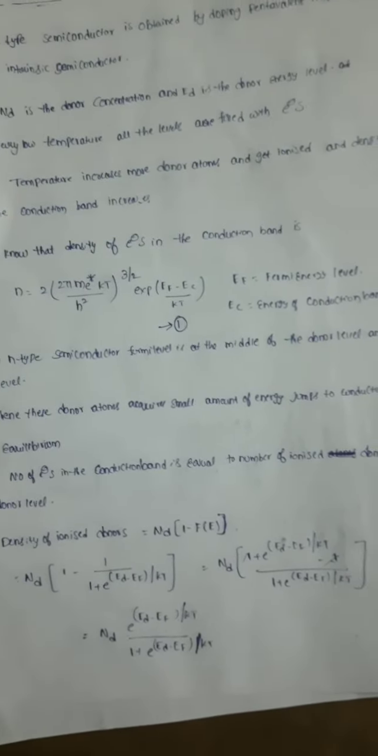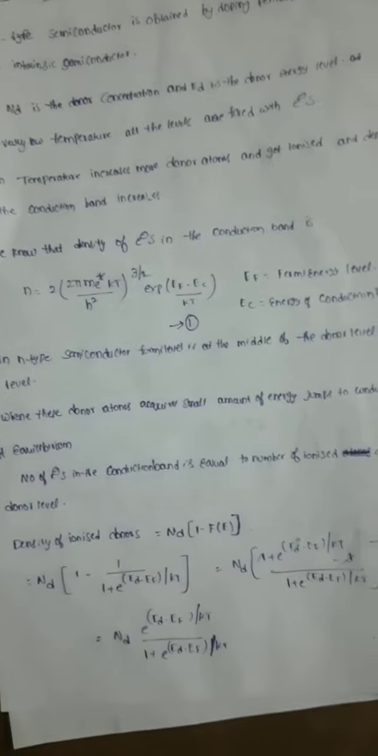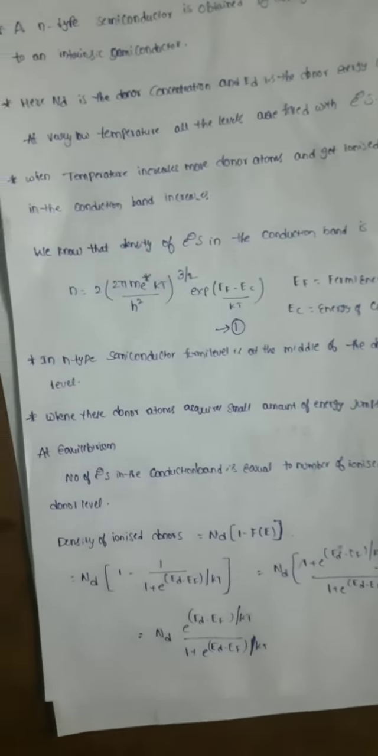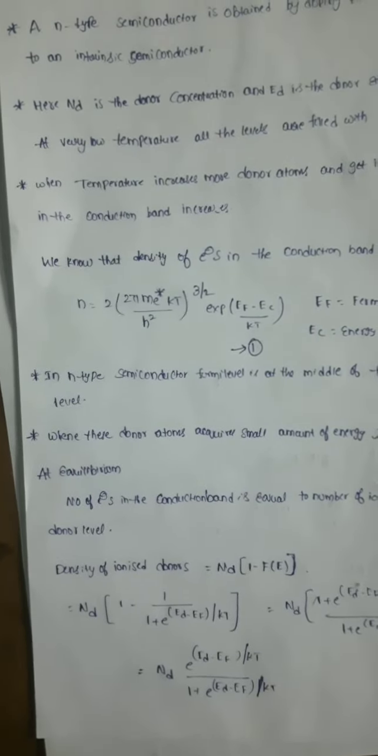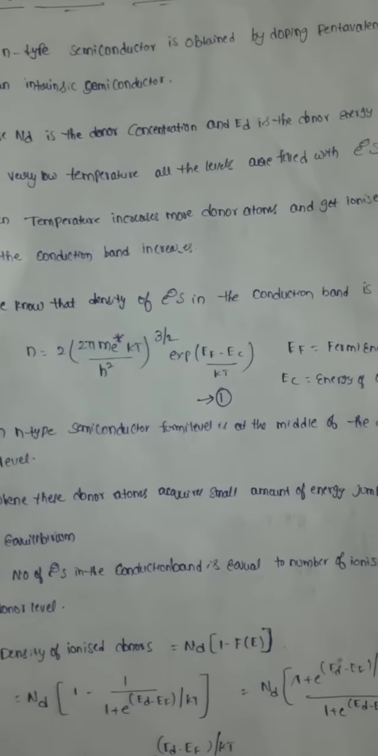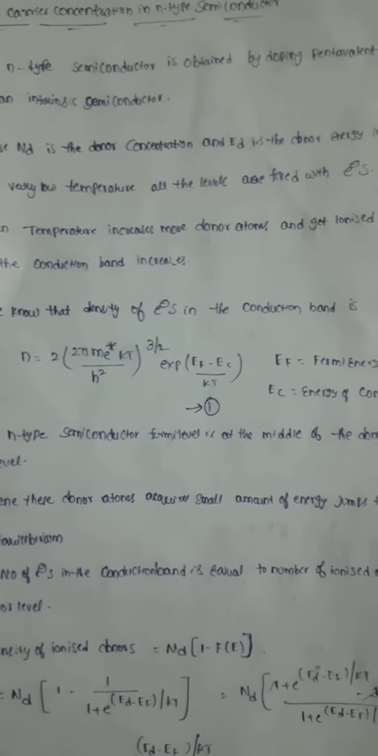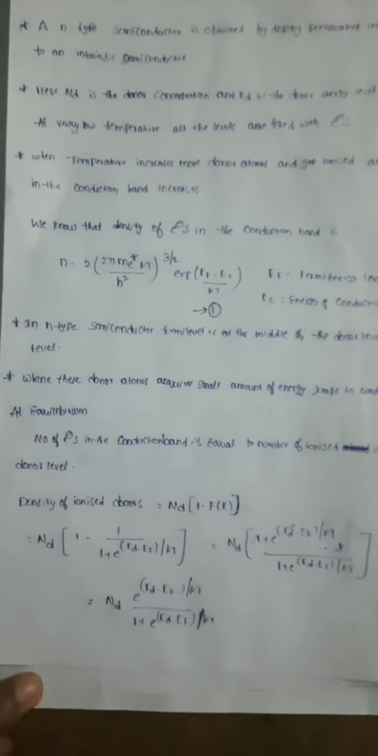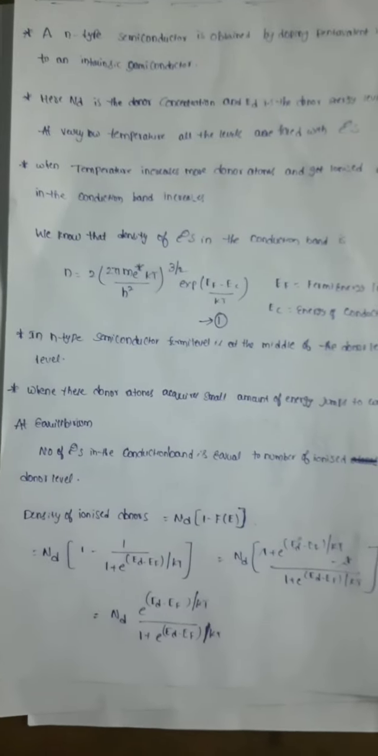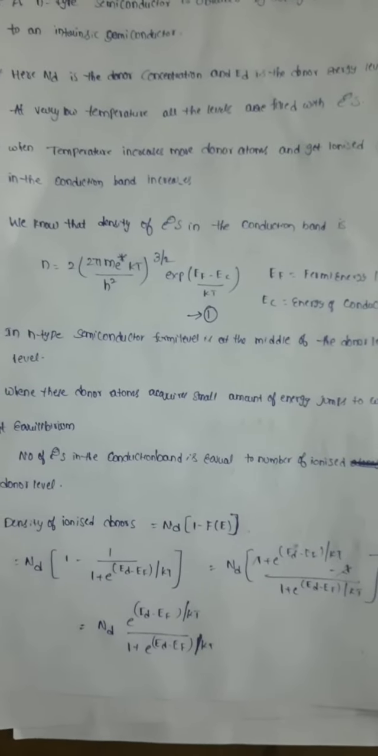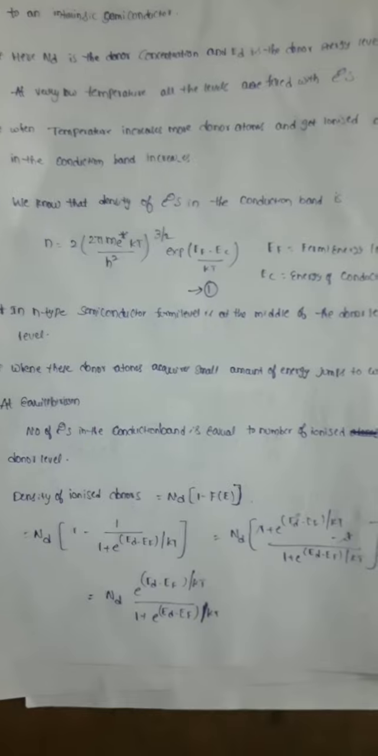So we have to equate those two expressions. Now we know that density of electrons in the conduction band is obtained by the expression n equal to 2 into (2 pi m star kT by h square) whole power 3 by 2 into exponential of (EF minus EC) by kT. Let us consider this as 1. Now to obtain the density of ionized donors, ND into 1 minus f of E, where f of E we know is 1 by 1 plus e power (ED minus EF) by kT.